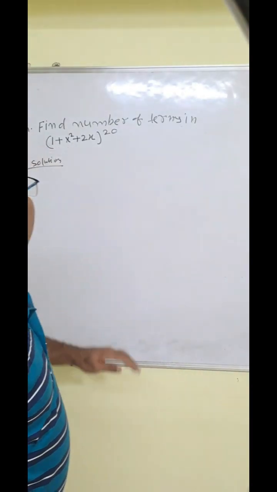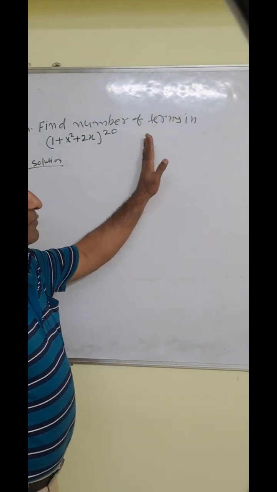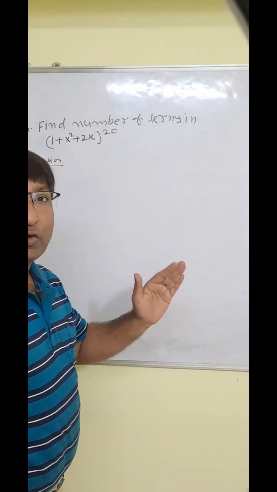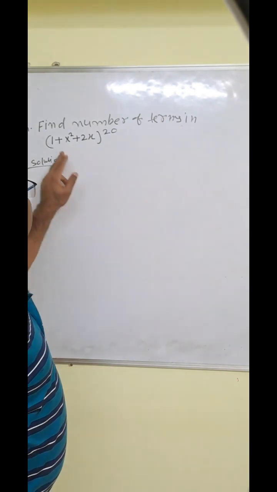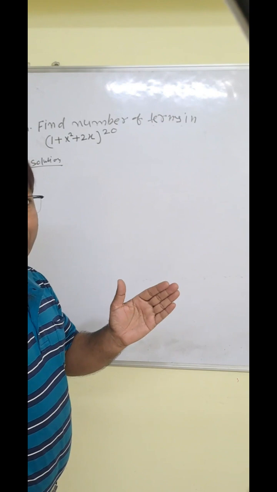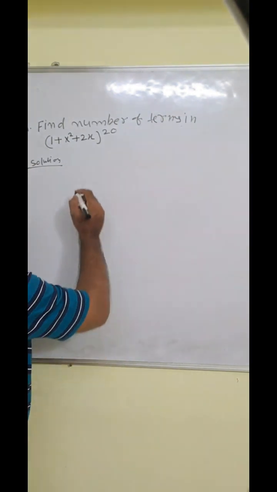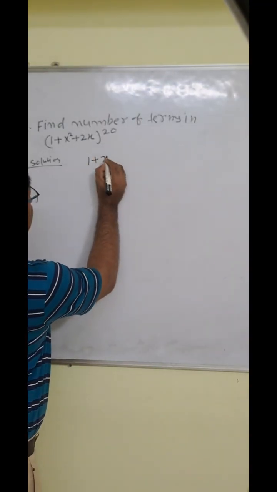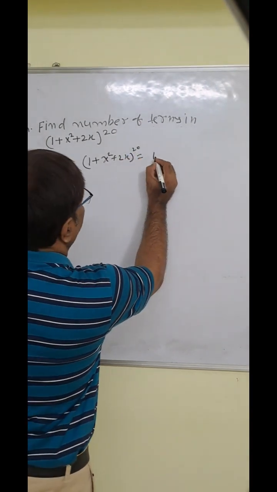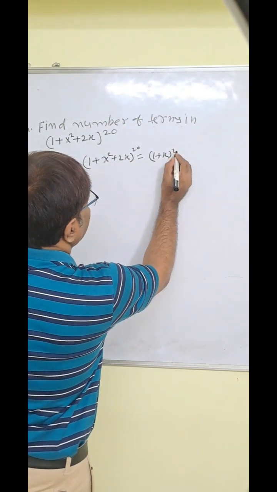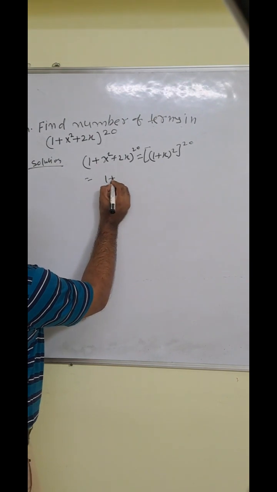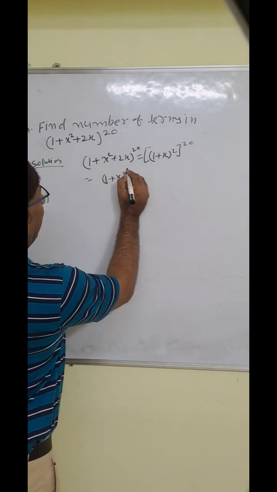Let us see the question. Find number of terms in (1 + x^2 + 2x)^20. So for this type of question, you see here are 3 terms. But these 3 terms can be converted into 2 terms, that is binomial. So we can write (1 + x^2 + 2x)^20 equal to ((1 + x)^2)^20, and this power is 20. So we can write (1 + x)^40.